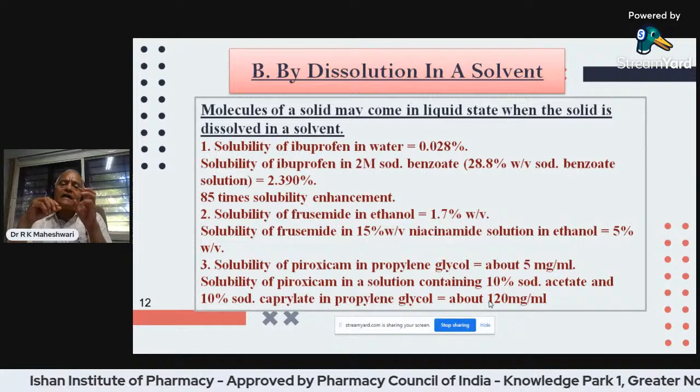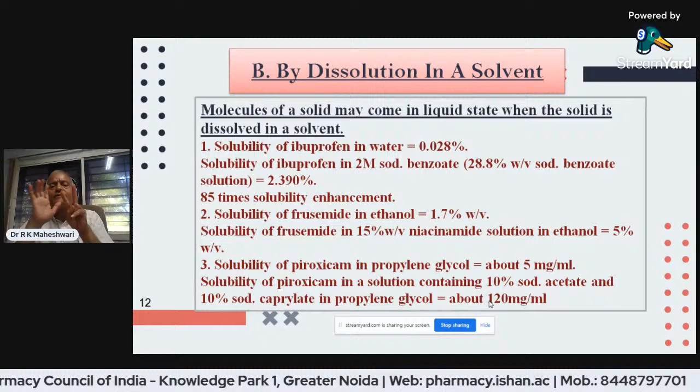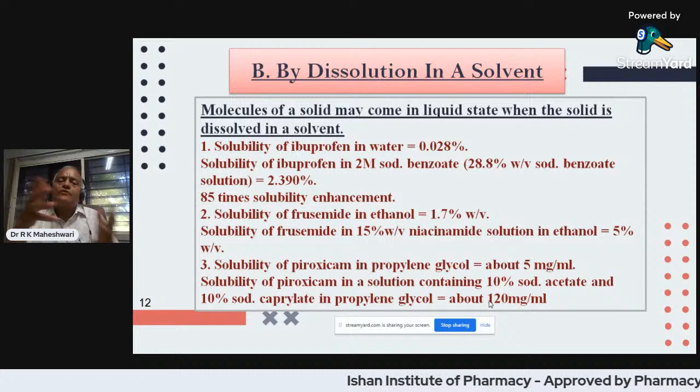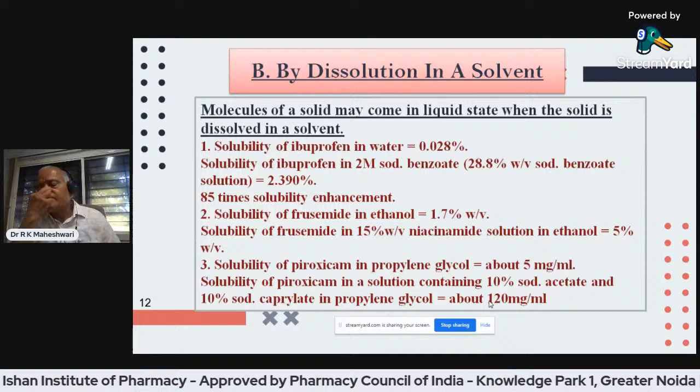What is the reason for this? The molecules of two solids, sodium acetate and sodium caprylate, are available in liquid state. And these molecules are also involved in hydrogen bonding and weak one to one forces with the molecules of piroxicam. That's why you have got large solubility. So these were the examples of how the molecules of a solid may come in liquid state by dissolution. These are just examples, they do not relate to formulations.